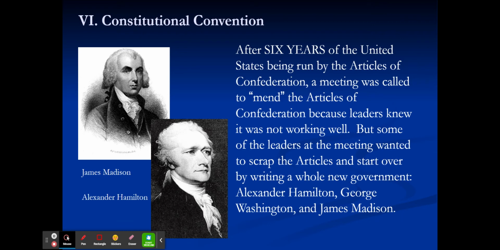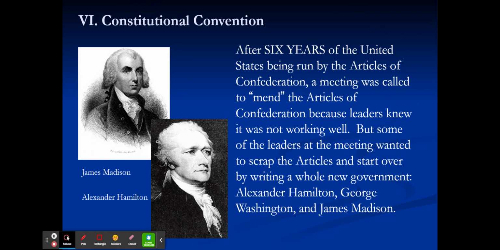So a meeting was called, a constitutional convention, to mend, right? Meaning fix, repair the Articles of Confederation because they knew it was not working well. But some of the delegates who were there, some of the leaders who were chosen to go to this meeting, didn't want to just mend or fix the Articles of Confederation. They wanted to scrap it and actually start over and create a whole new government.